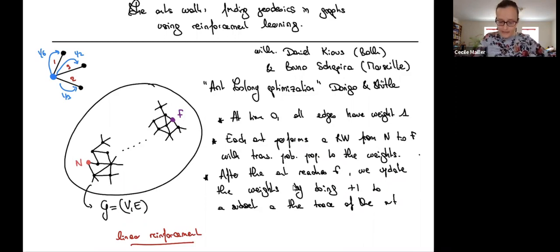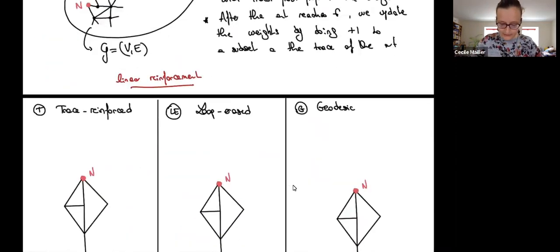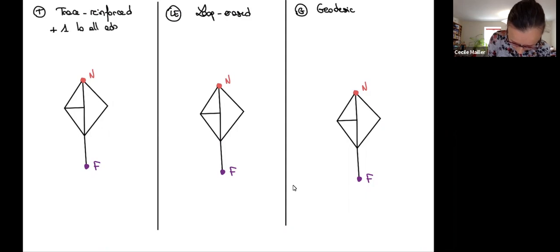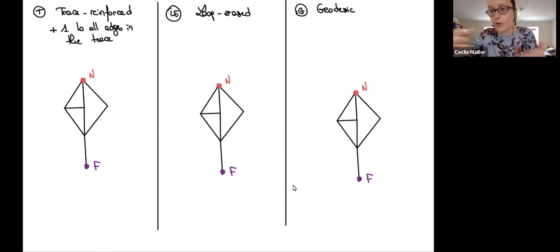Great, so now let me tell you which subset of the trace is reinforced. And there are 3 different cases which somehow define 3 different models. And I'm going to tell you results about these 3 slightly different models. The first one is maybe the most natural one, which is do +1 to all edges in the trace. Right, so basically the ant just leaves pheromone on all edges that it has crossed.